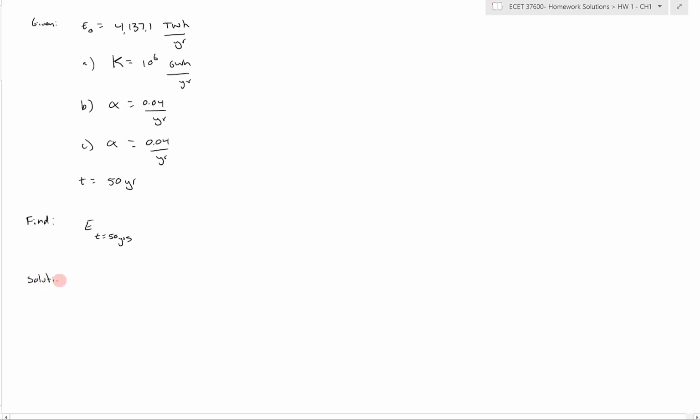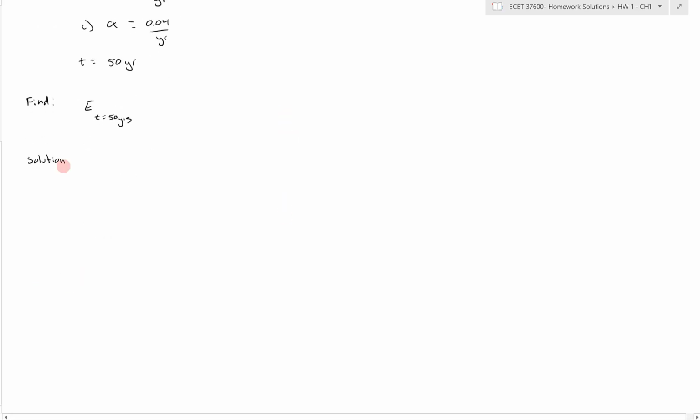So the solution methods: we first need to know what those models look like. The linear model for growth is that the final quantity is equal to the initial quantity plus the growth constant times the number of years. So you can see that's just y equals b plus mx, which is the equation of a straight line, hence the name linear growth model.